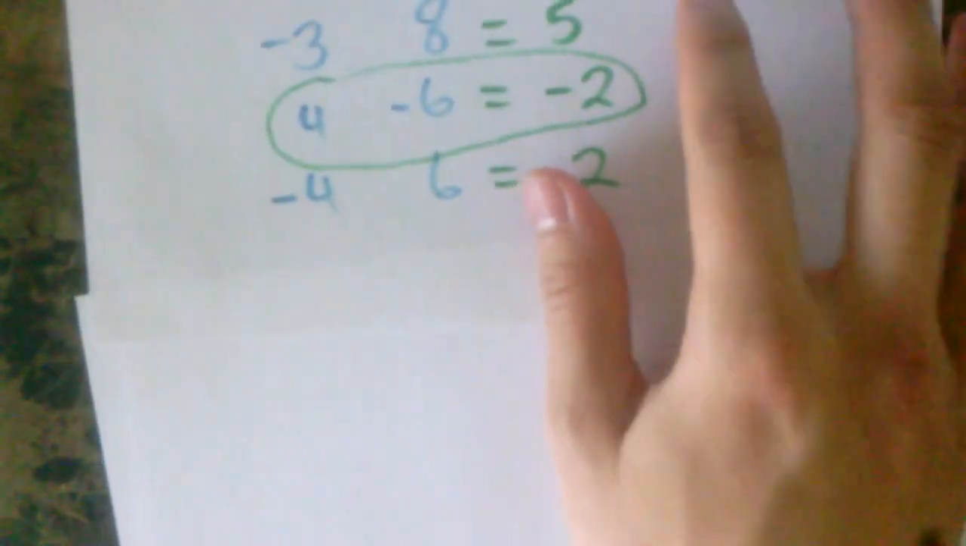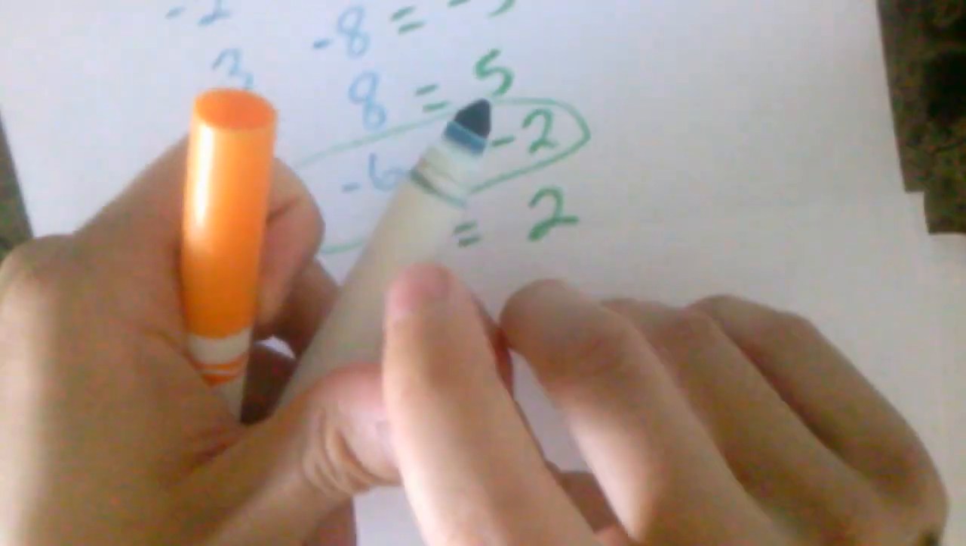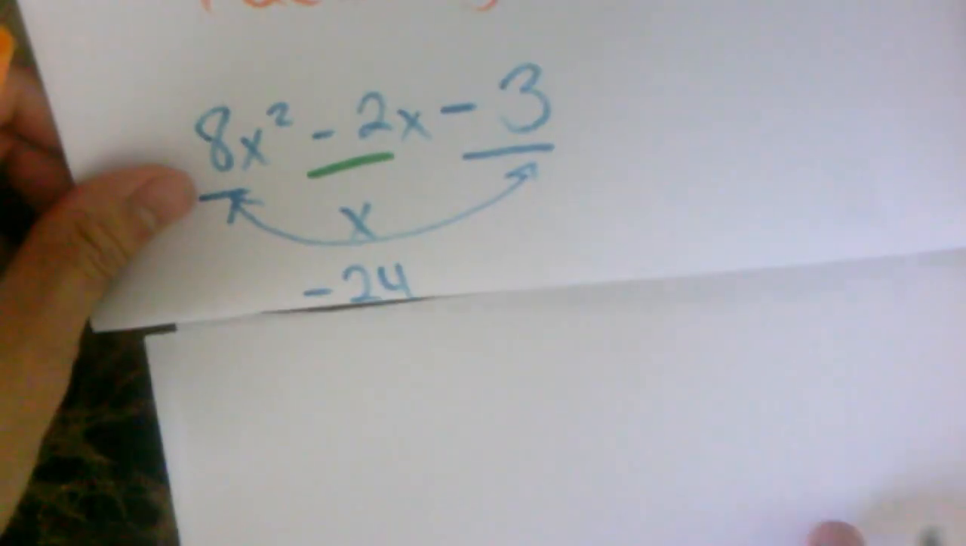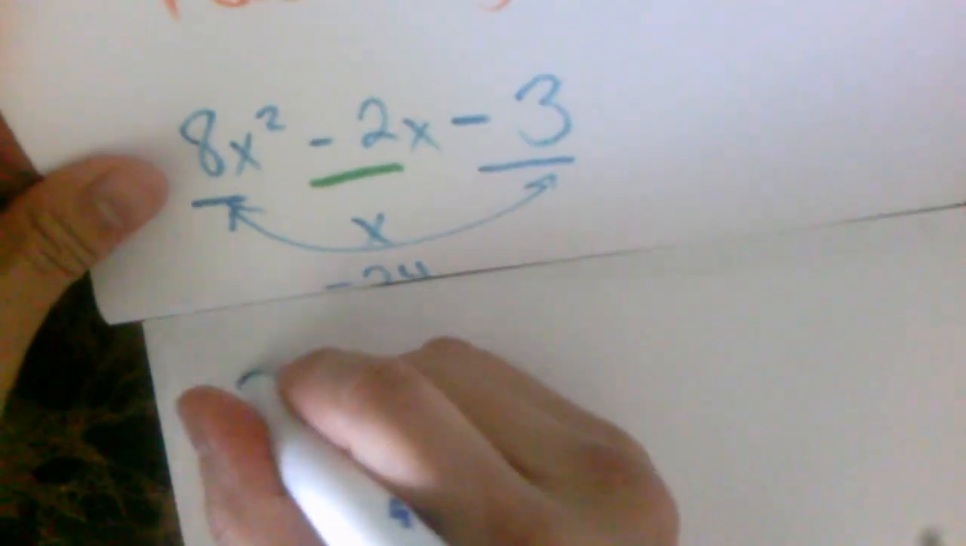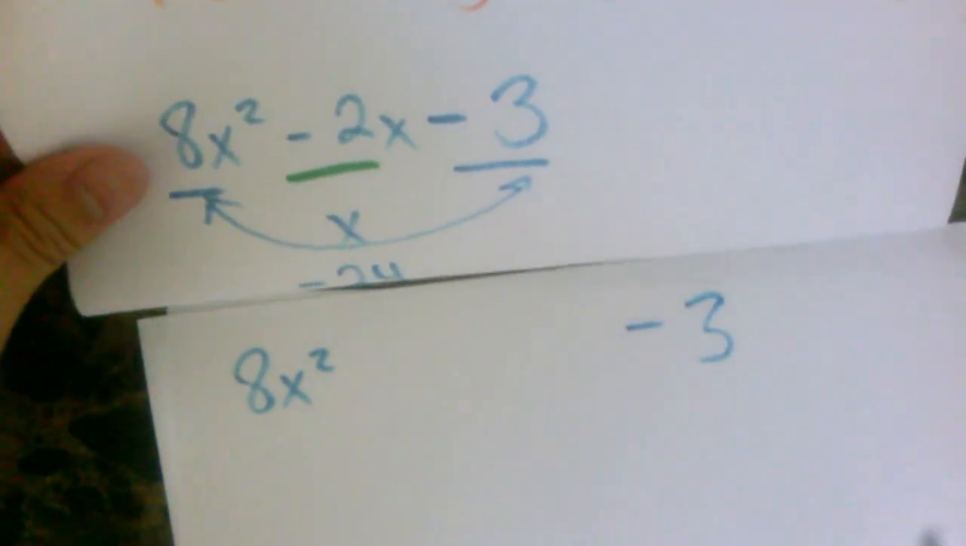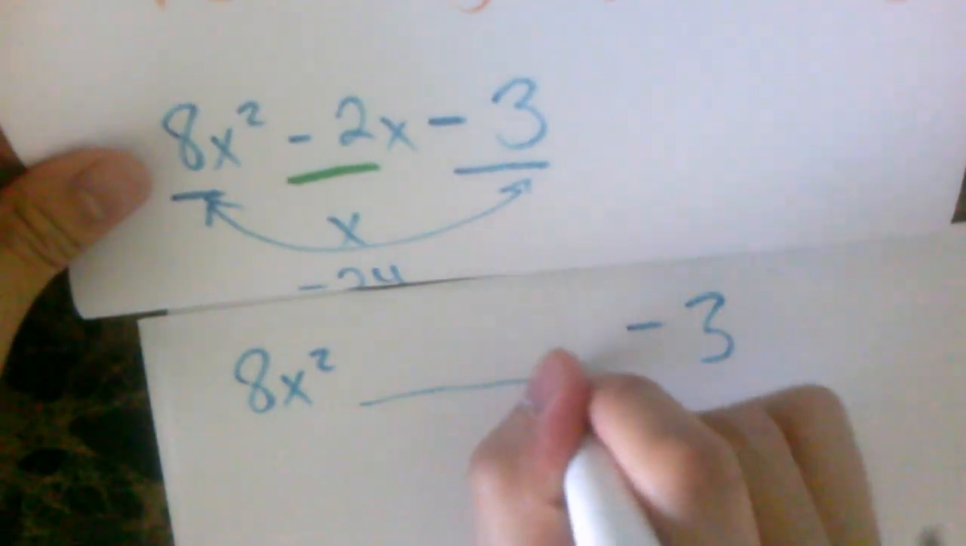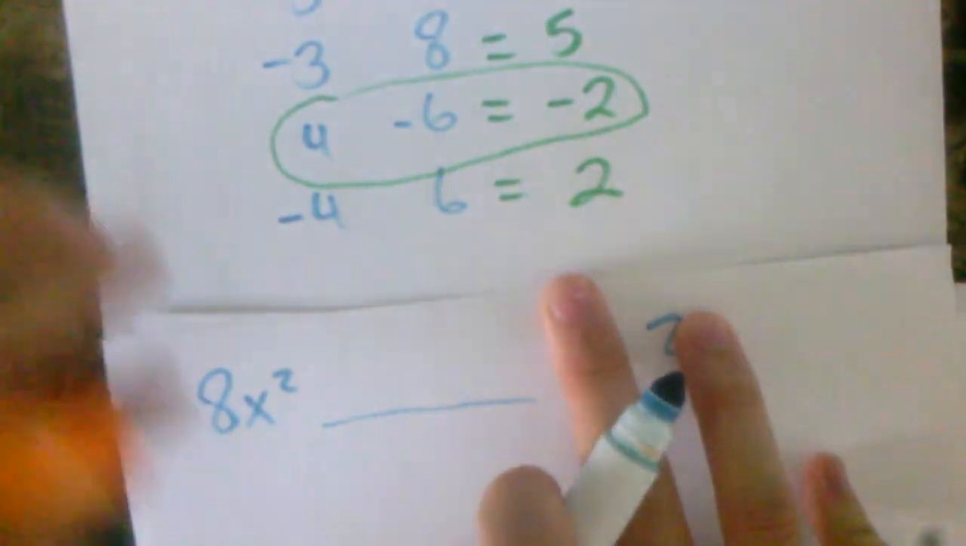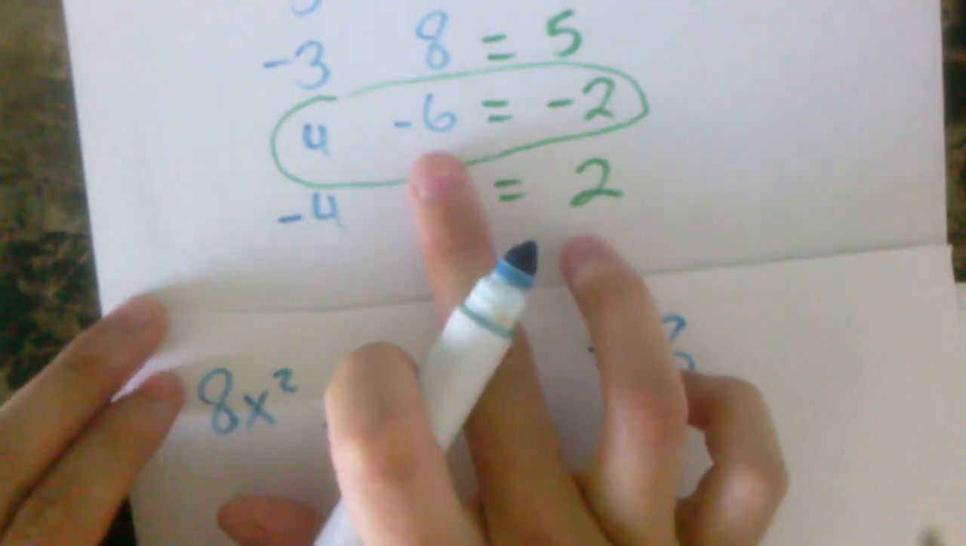What you're going to do now is take your problem and rewrite it. Okay, so I need you to rewrite your original equation. So remember, our original equation was 8x squared minus 2x minus 3. So we're going to write out the first term, 8x squared, and the very last term, minus 3. But then you're going to leave this big blank spot in the middle. Because what we're going to do is use the factors that we just found. The factors that we need are 4 and negative 6.